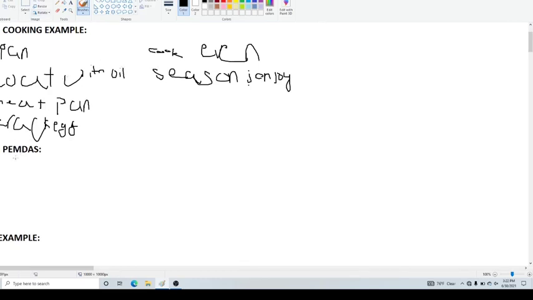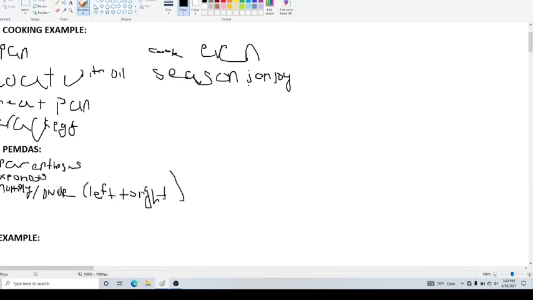We have this acronym, PEMDAS, P-E-M-D-A-S. And what this stands for is parentheses. And then we have exponent. Then we have multiply or divide from left to right. Same thing for A and S, which is add or subtract from left to right.